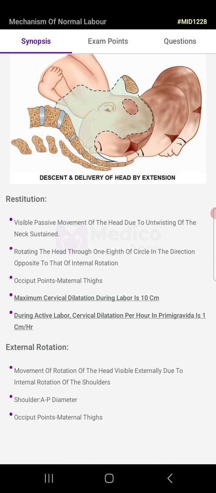Restitution: visible passive movement of the head due to the untwisting of the neck, rotating the head through 1/8 of the circle in the direction opposite to that of the internal rotation. The occiput points to the maternal thigh. Maximum cervical dilation during labor is 10 cm. During active labor, cervical dilation per hour in the primigravida is 1 cm per hour. External rotation: movement of rotation of the head visible externally due to the internal rotation of the shoulder. Shoulder in AP diameter, occiput points to the maternal thigh.